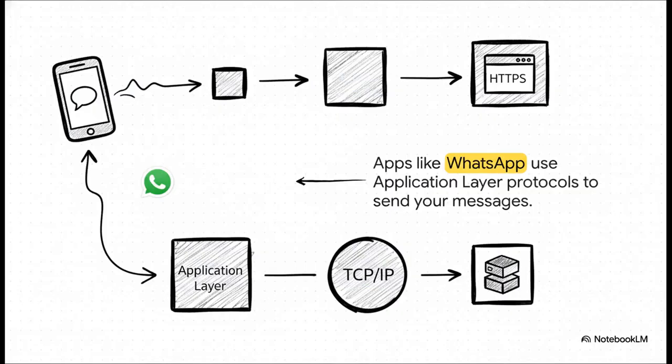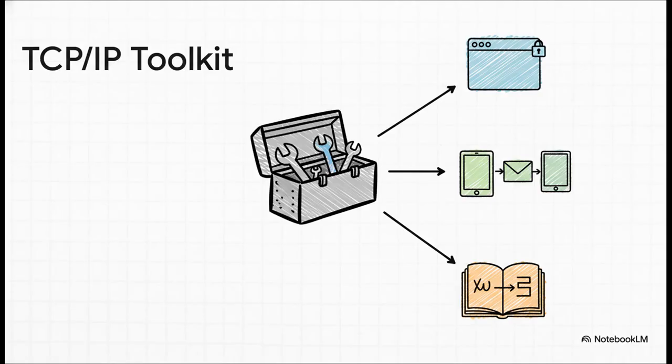Think about an app you probably use all the time, like WhatsApp. When you send a message, your phone is using protocols like HTTPS that live in the top layer, the application layer, of the TCP/IP model. This layer is what gives your app the ability to talk to the network. And the TCP/IP toolkit is just packed with these essential tools. HTTP and HTTPS, that's how you browse websites. SMTP is the protocol that sends all your emails. And DNS, well, DNS is basically the internet's phone book. It's what translates a website name you can read, like google.com, into an IP address that computers can actually find.